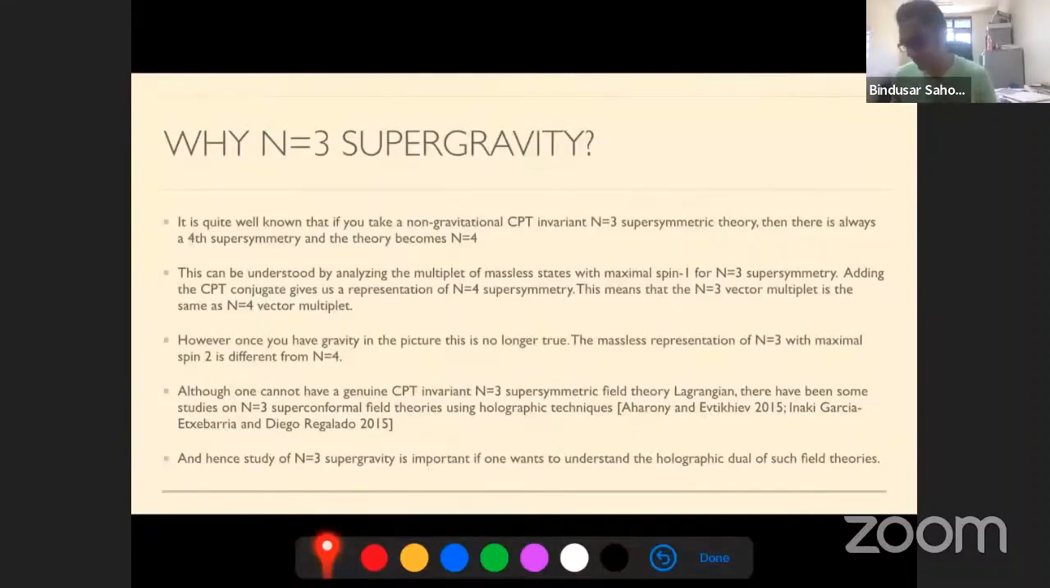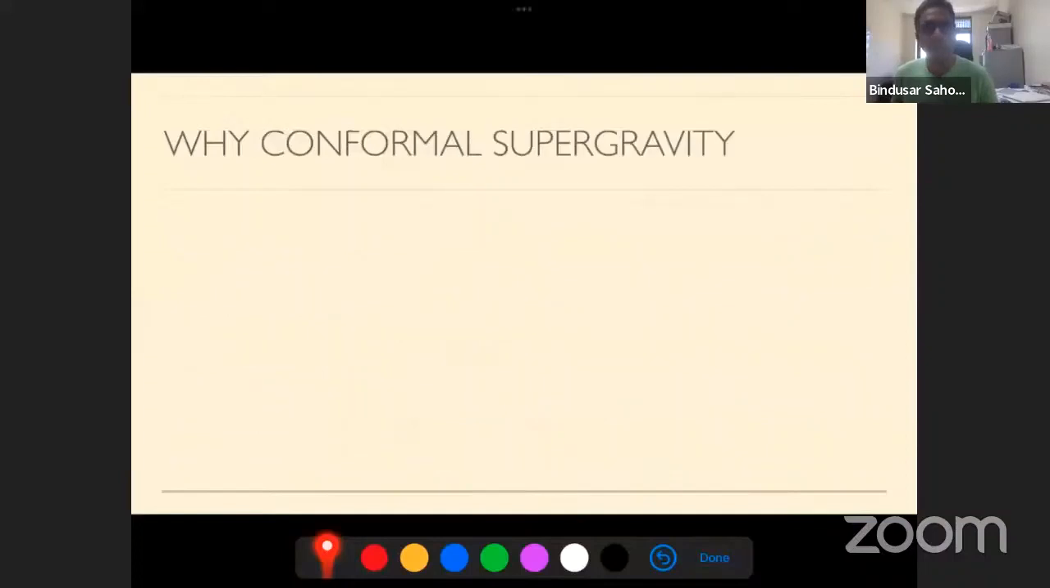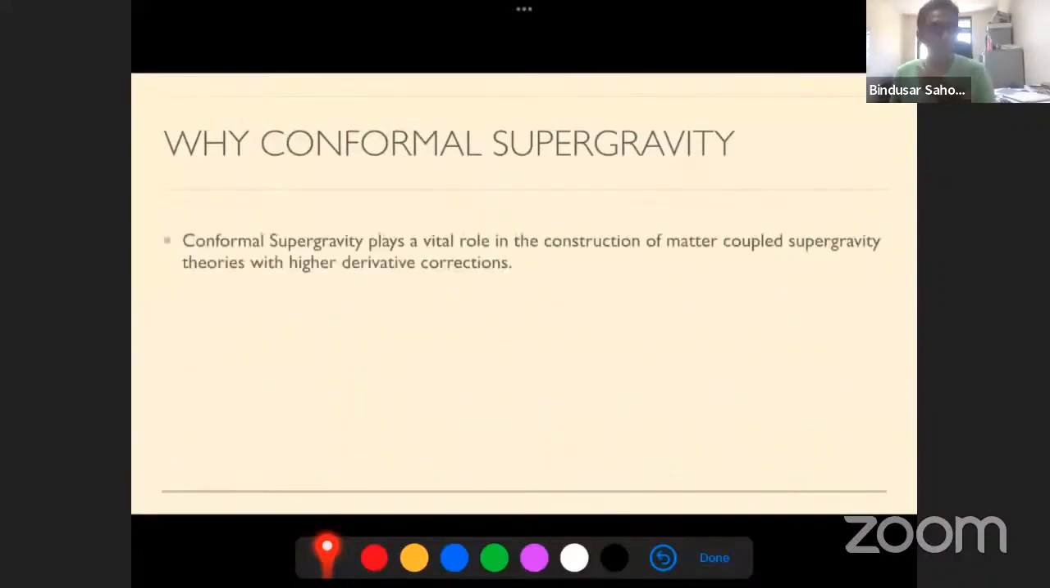So why do we need to worry about conformal supergravity? Because conformal supergravity plays a vital role in the construction of matter coupled supergravity theories with higher derivative corrections. In the group manifold approach, it's hard to construct higher derivative corrections in a systematic manner, and conformal supergravity gives us a nice framework to construct these supergravity theories with higher derivative corrections. And if you want to also learn about the AdS/CFT correspondence, where the supergravity has higher derivative corrections, we would like to construct such supergravity theories with higher derivative corrections, and therefore we worry about conformal supergravity.